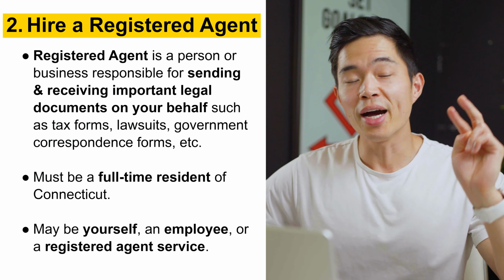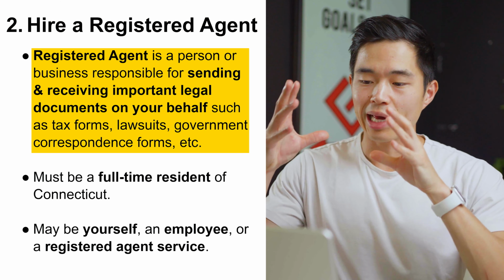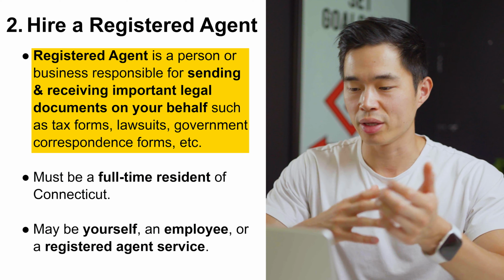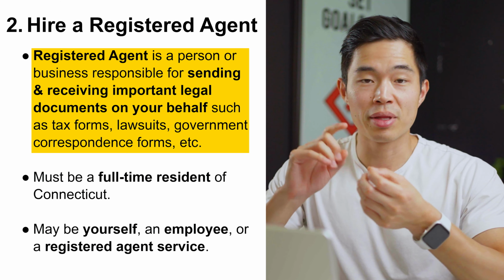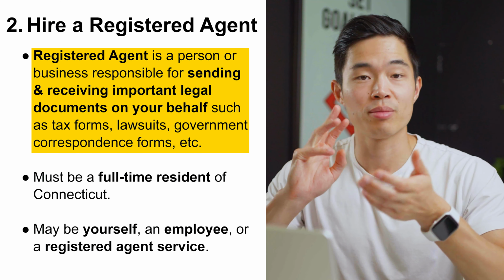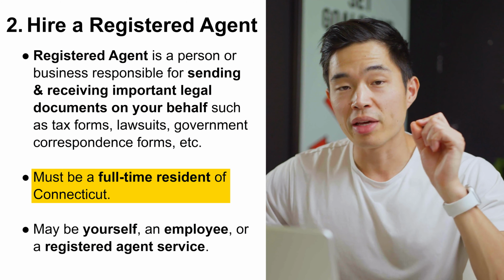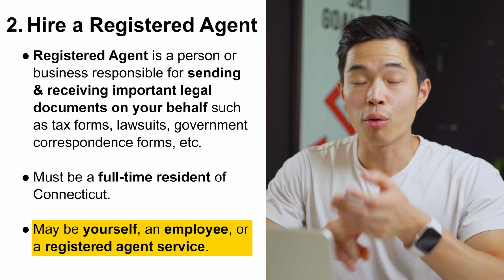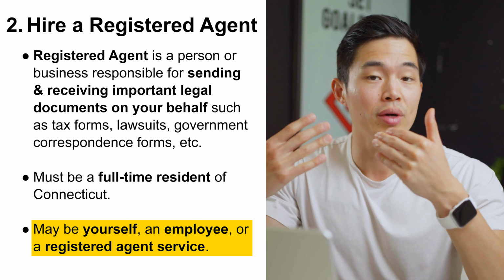So step 2 is that you need to hire a registered agent. This is basically a person or a business that is responsible for sending and receiving important legal documents on your behalf. So that's going to be things like tax forms, lawsuits, government correspondence forms, stuff like that. They do need to be a full-time resident of Connecticut. And yes, it can be yourself, it can be an employee, or it can be a registered agent service, which is what I personally recommend.